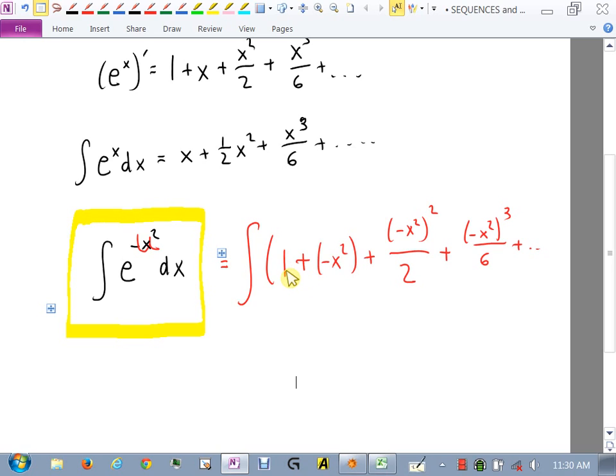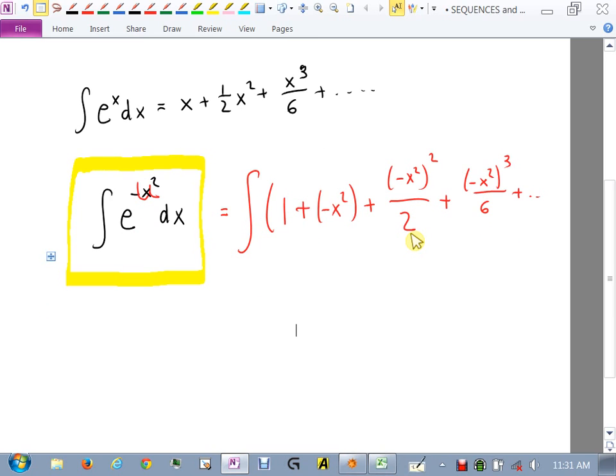Can you integrate 1? Sure. Can you integrate negative x squared? Sure. Can you integrate, what's this? This is really x to the 4th, isn't it? You could integrate that. So what Newton would be able to do is come up with an antiderivative, but the antiderivative would be a series of power functions.